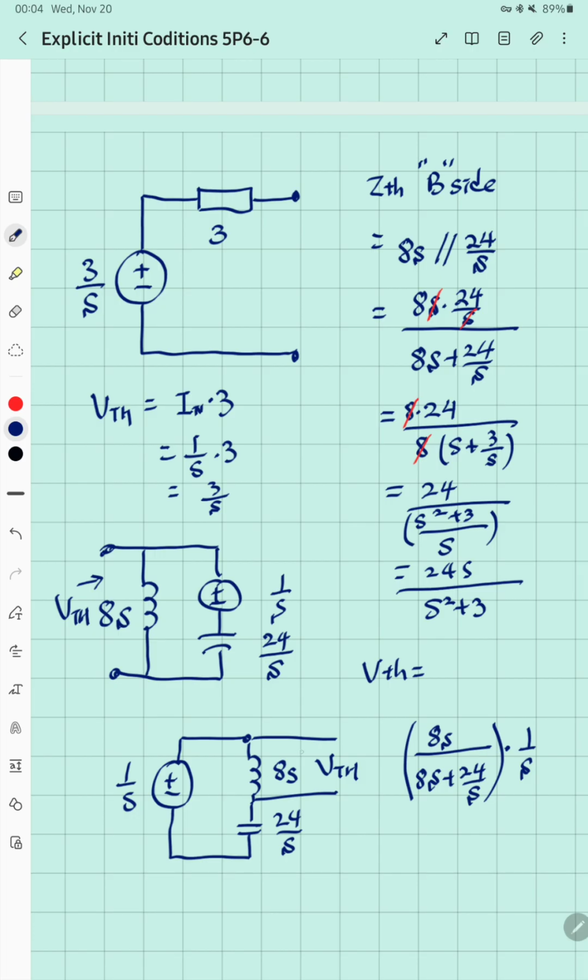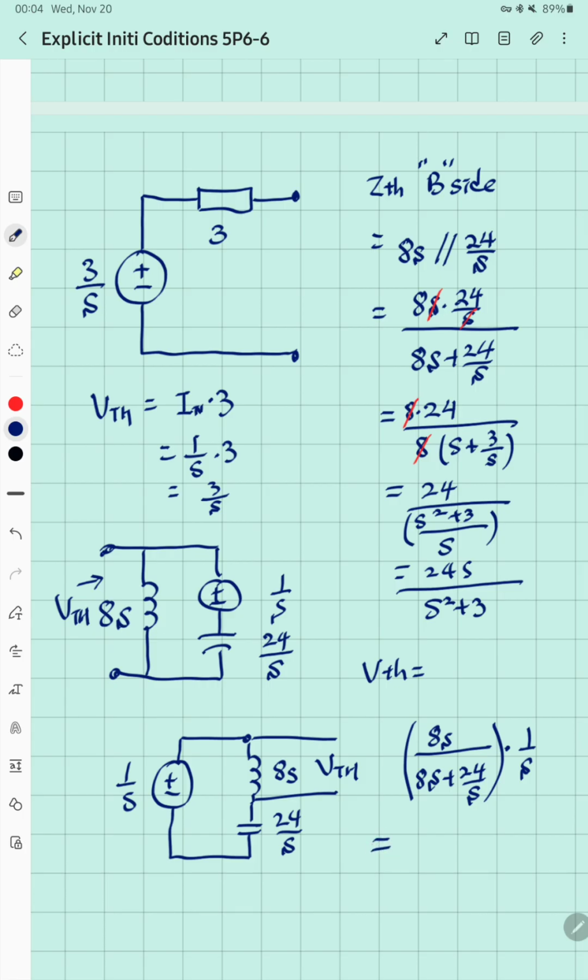So you have 8S and 24 over S, those two impedances in series, and then we are trying to find the voltage across this inductor 8S. So that is 8S over the total, 8S plus 24 over S, multiplied by the voltage across the whole thing. That would be 1 over S.